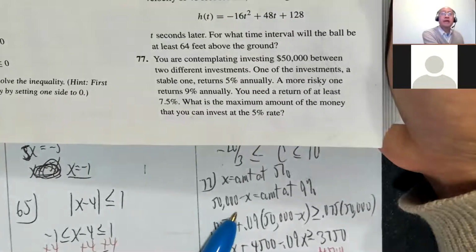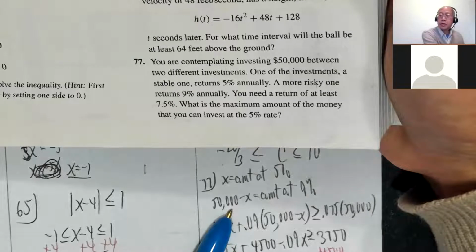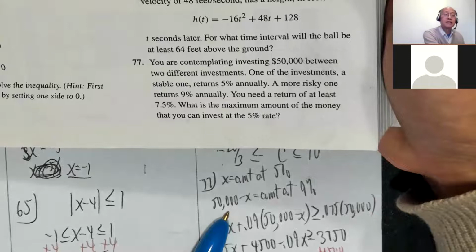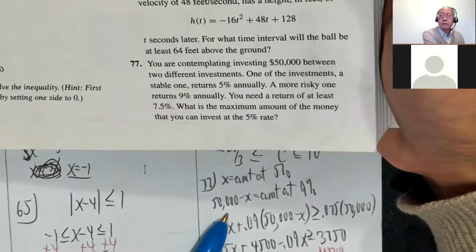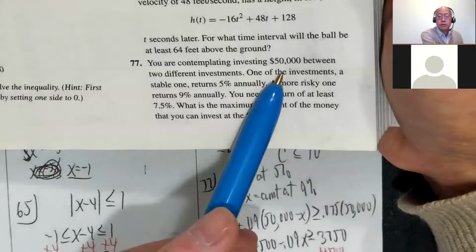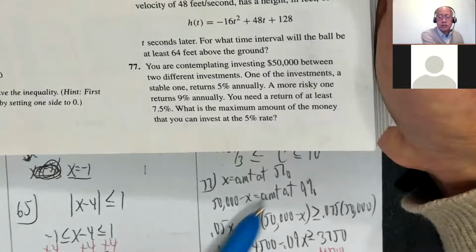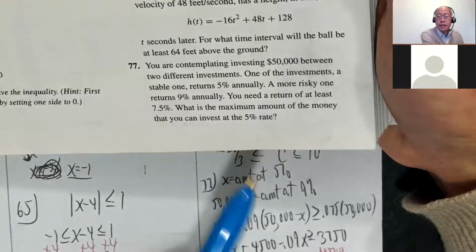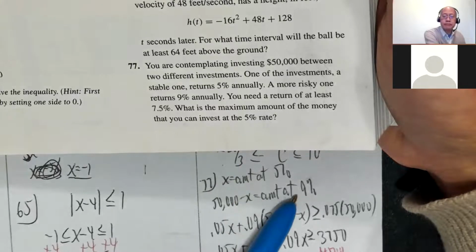Do you remember doing a trick like that in algebra? Two numbers have to add up to 20, so if one is X, the other is 20 minus X. Or two numbers have to add up to 100, one is X, the other is 100 minus X. So two numbers have to add up to 50,000: one is X, the other is 50,000 minus X. So X, which is what I'm ultimately trying to find out, is the amount at 5%, and 50,000 minus X is the amount at 9%.